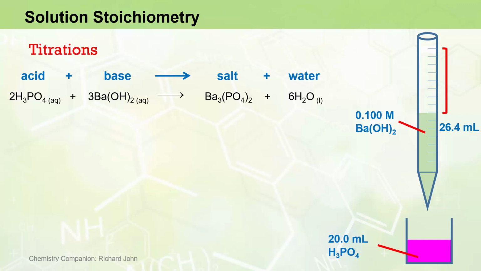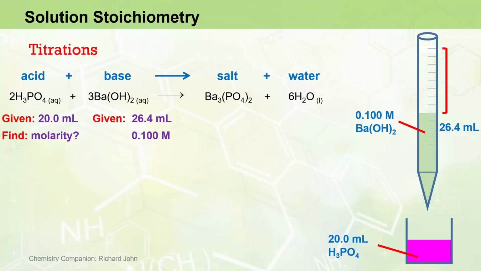Let's now look at the information we've been given from the data recorded from our titration experiment. We know the neutralization reaction consumed 26.4 milliliters of 0.100 molar barium hydroxide. And we also know that we started with 20.0 milliliters of the phosphoric acid solution. And the whole point of the titration was to find the concentration or molarity of the acid solution.